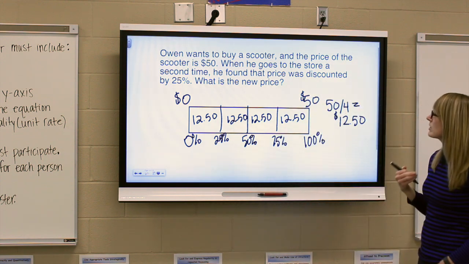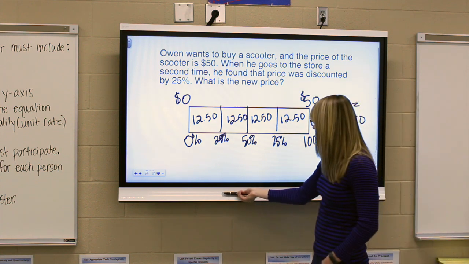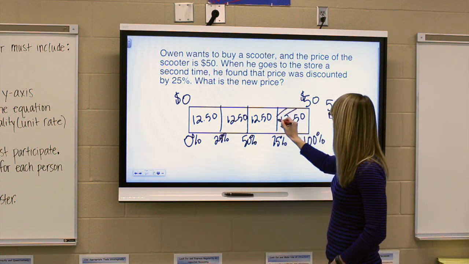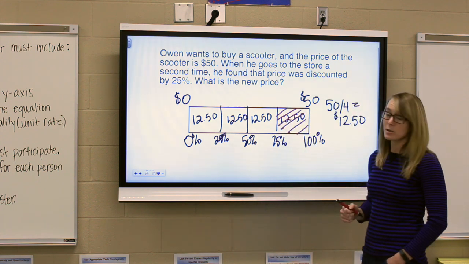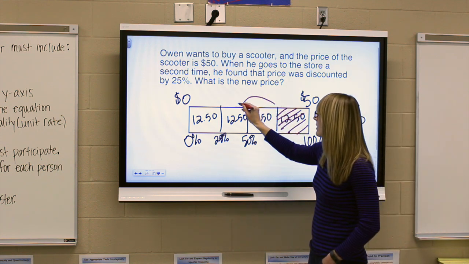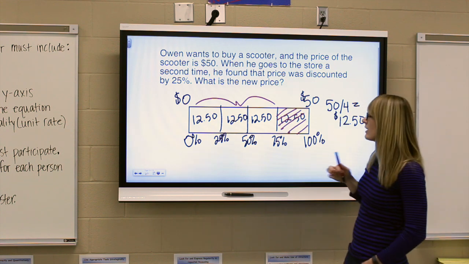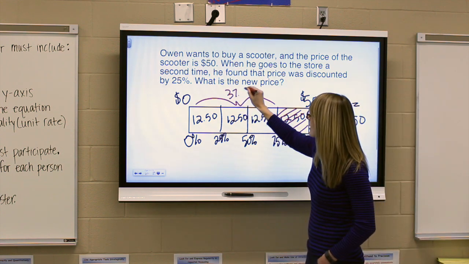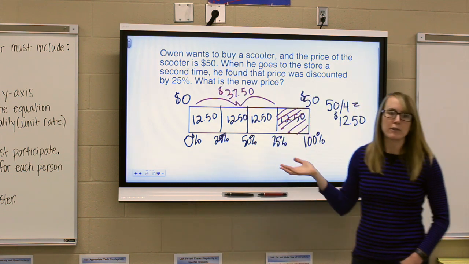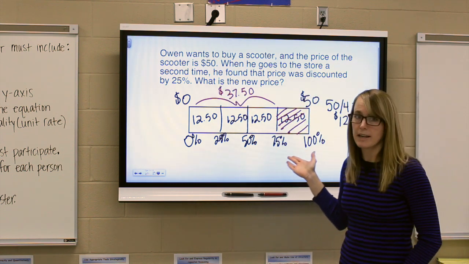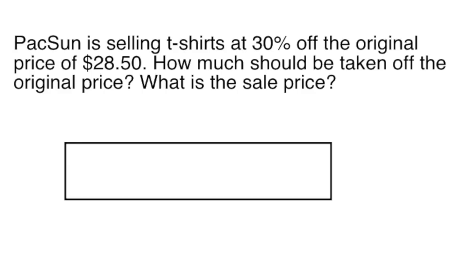Okay, and so the question tells us that it was discounted by 25%. So we know that that means this part was actually taken off the original price. So what we actually paid was what's left here. So if you take $12.50 plus $12.50 plus $12.50, then you get $37.50. So that was the price that Owen actually paid for the scooter. $12.50 was taken off. That was his discount. Okay? Try another one with you.